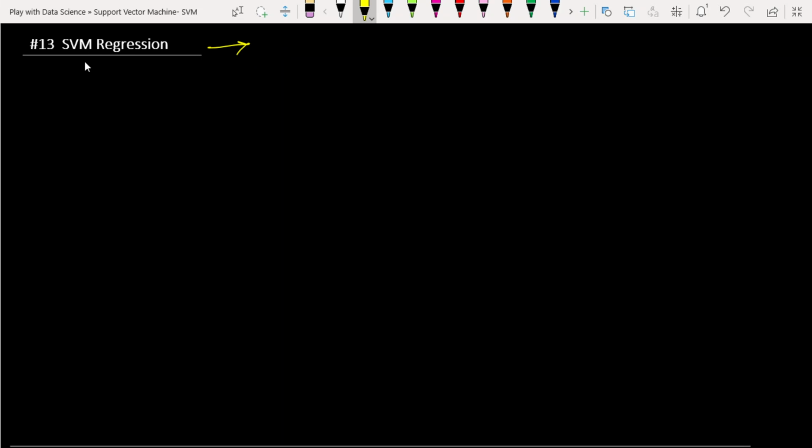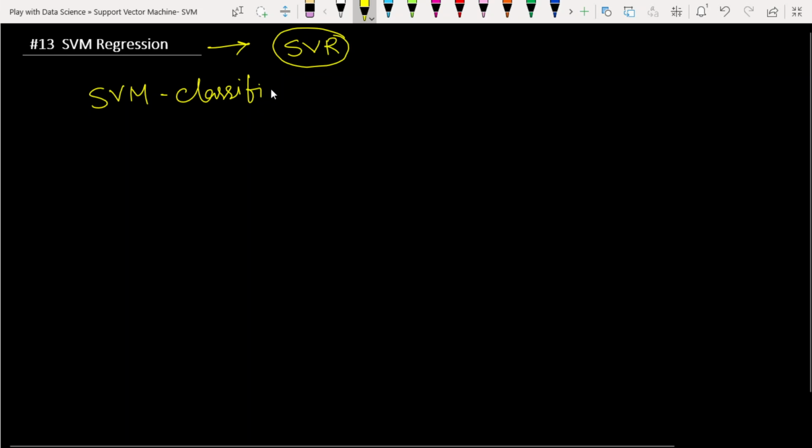In regression technique, we are calling it the SVR, support vector regressor. For classification we simply call it the SVM, support vector machine. But for regression technique we call it the support vector regressor, simply SVR. For SVM classification, in another language, we also call it the SVC, support vector classifier.